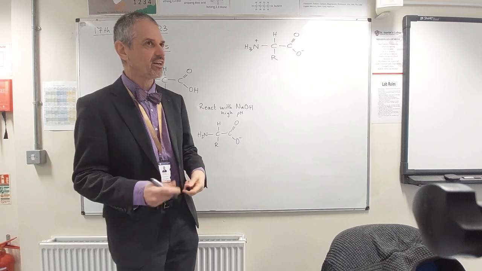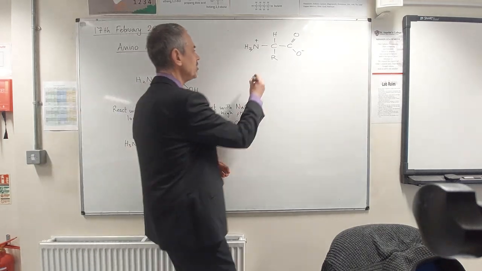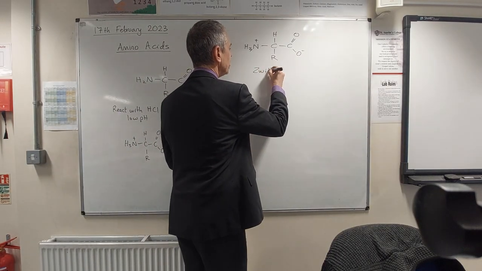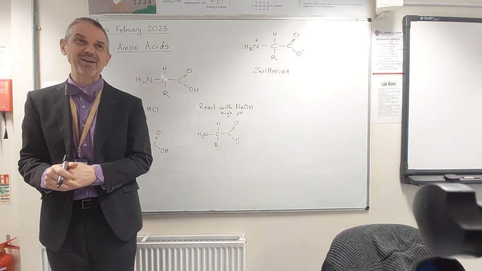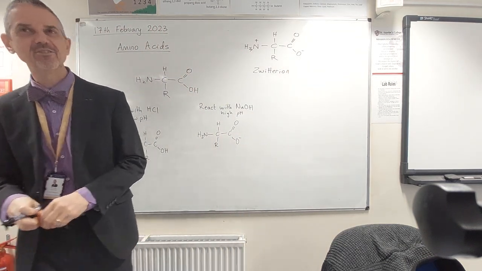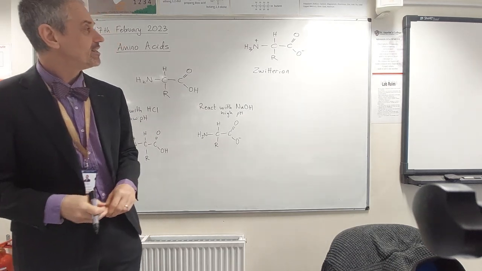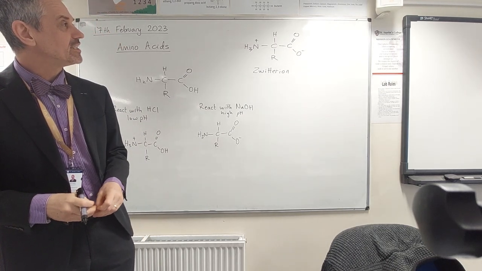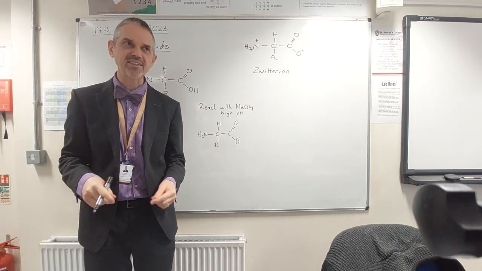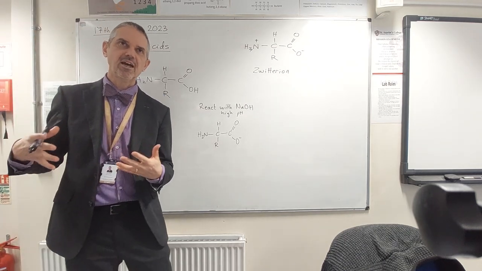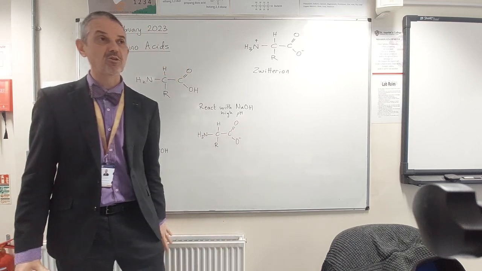Unfortunately, you don't have to remember what they are. What you do have to remember is that this point, or this form of the amino acid, is called its zwitterion, which is a lovely word. And it's how the amino acids bond with each other when they form compounds.